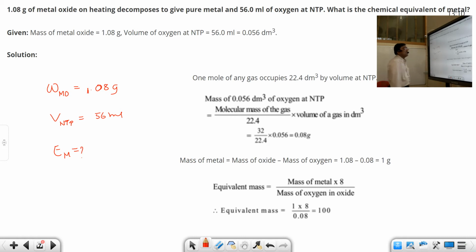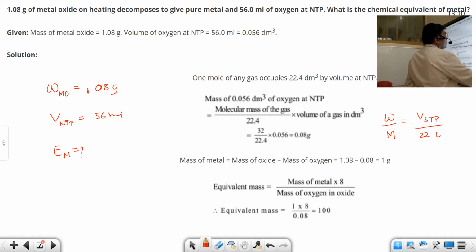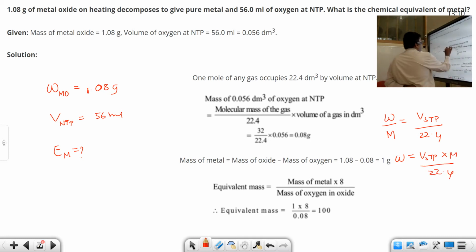Already I conveyed this to you, students, you know very well. Weight by molecular weight is equal to volume at STP by 22.4. If you want to have the mass, it is volume at STP into molecular weight by 22.4. The same thing is given here. So mass is equal to molecular mass into volume by 22.4.